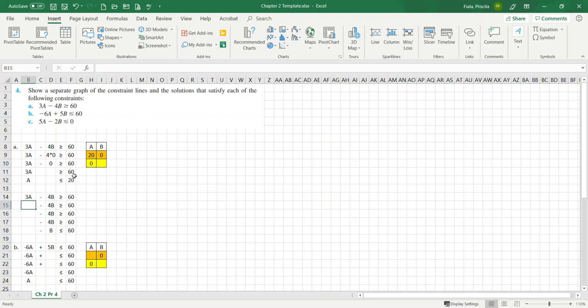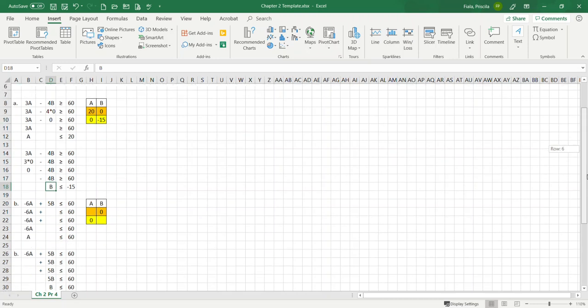Now we're setting a to 0. 3 times 0 is 0. Therefore, you have a negative 4b equals 60. So in order to fix that, let's divide both sides by a negative 4 and switch the inequality sign. And now we have the other point right here. Make sure that you keep that in mind for the negative.